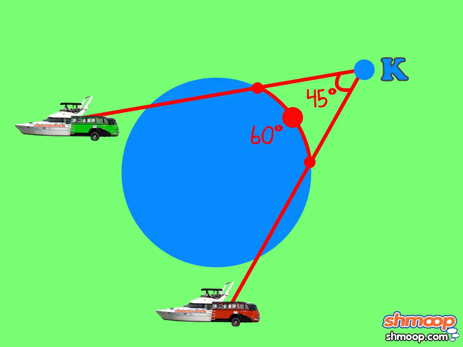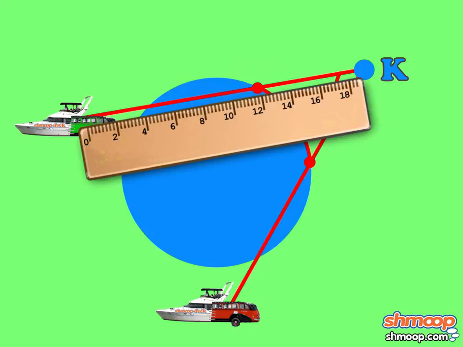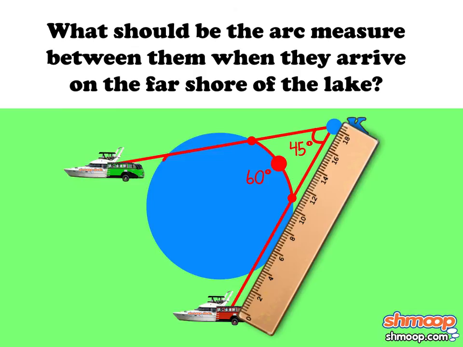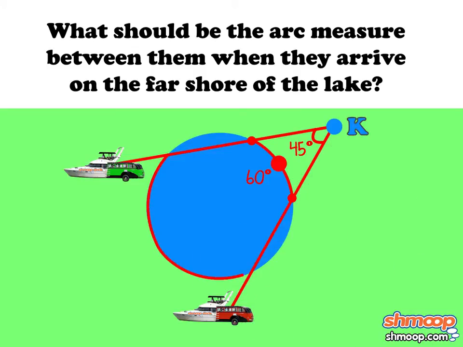If their journey is successful and the vehicles travel in perfectly straight lines, what should be the arc measure between them when they arrive on the far shore of the lake? Yeah, we don't make this stuff up. This is going to be a question you'll see in real life.